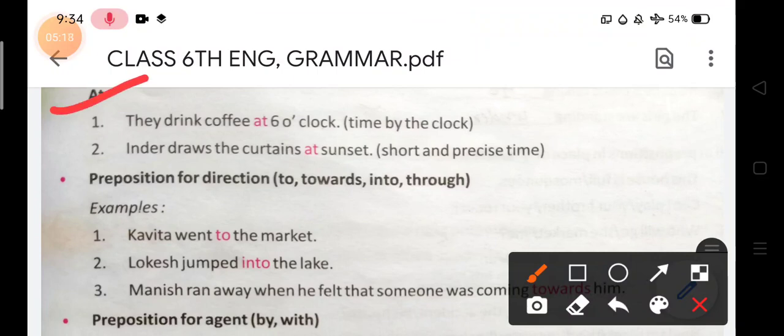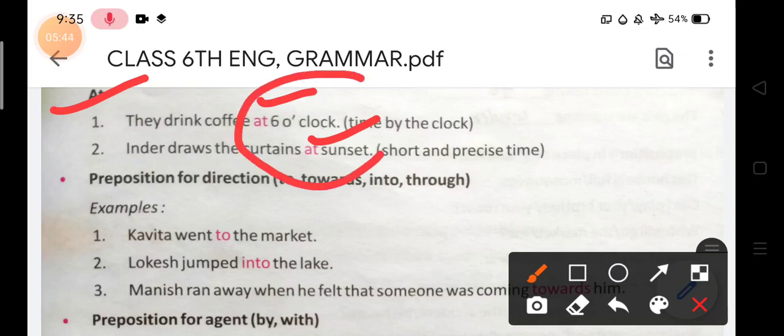After that, "at". So for "at" you will see: they drink coffee at 6 o'clock, time by the clock. All the time that is mentioned or told by the clock can be expressed by "at". So they drink coffee at 6 o'clock, time by clock. She draws the curtains at sunset. So at 6 o'clock, at sunset. These are the time that is told by clock.